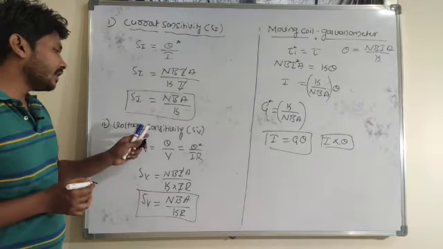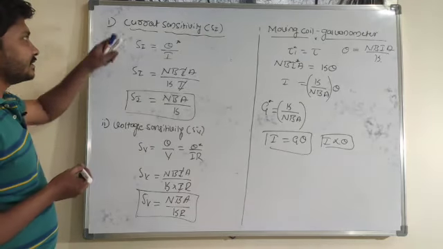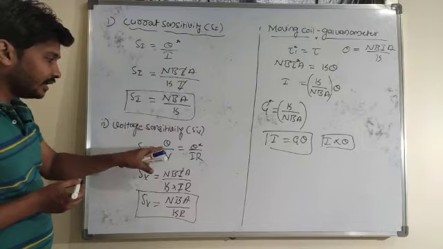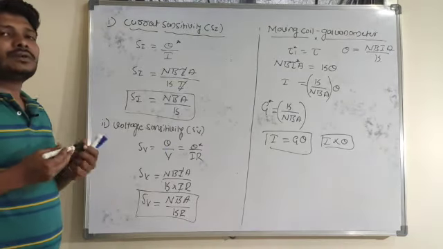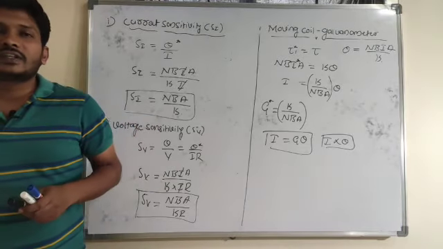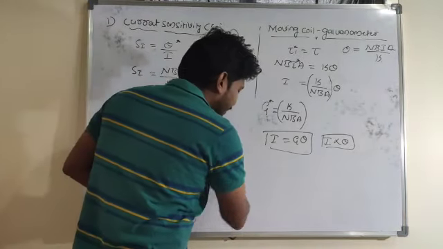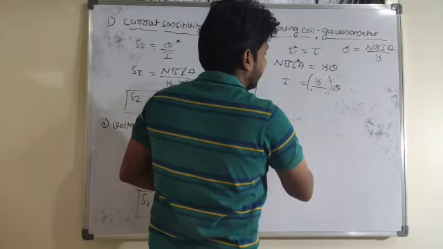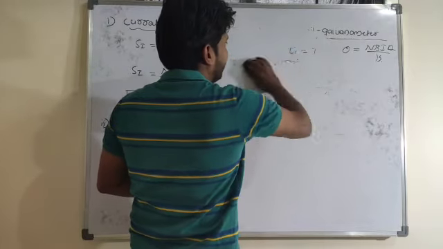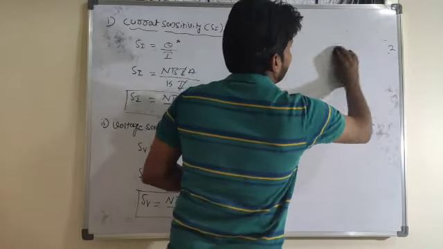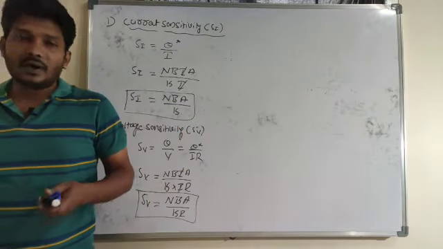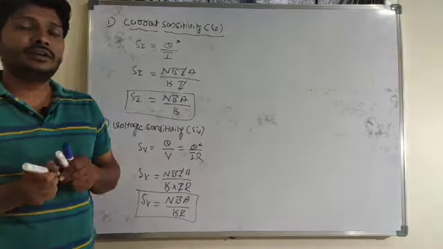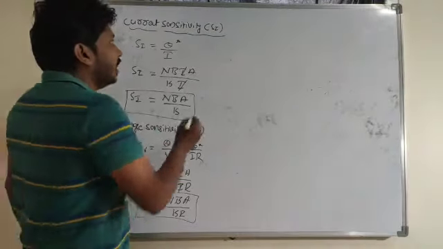So current sensitivity is nothing but deflection per unit current. Here voltage sensitivity means deflection per unit voltage. Now if I want to construct an ammeter as well as a voltmeter, ammeter and voltmeter are converted galvanometers. The galvanometer is a very sensitive device, so in order to avoid damage to the galvanometer, I need to convert the galvanometer into an ammeter.